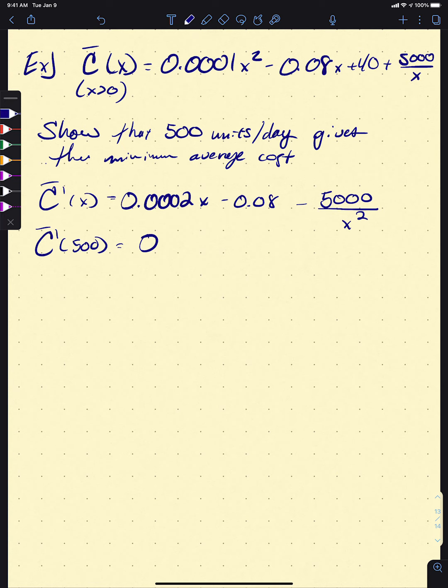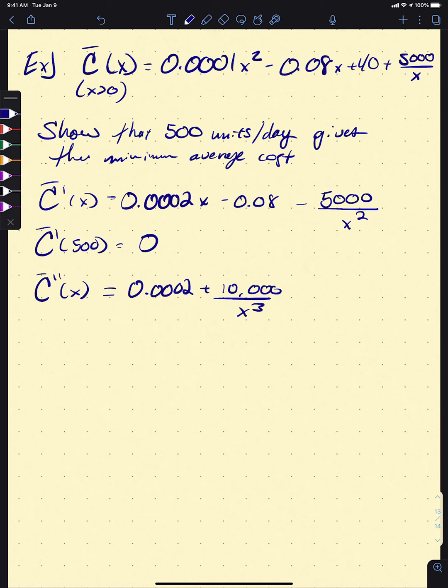How do we know that it's a minimum? Well, we can actually use the second derivative test here. C bar double prime is going to be 0.002. The minus 0.08 goes away. And then now it's going to be plus, and then this negative 2 is going to drop down, and we're going to get plus 10,000 over x cubed.